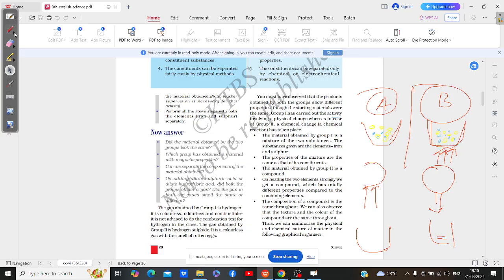You must have observed that the products obtained by both the groups show different properties, though the starting materials were the same. Group 1 has carried out the activity involving a physical change, whereas in case of group 2, a chemical reaction has taken place. Wait, see, first, what they are telling.